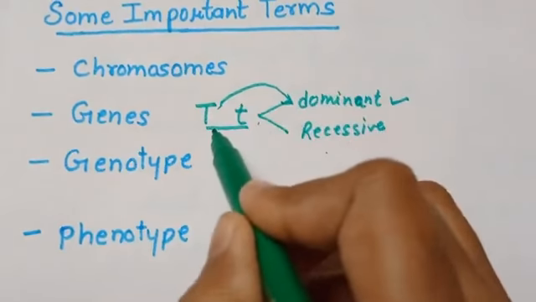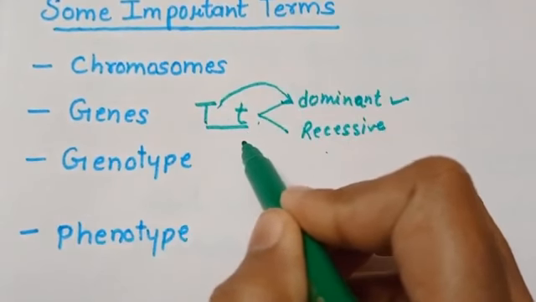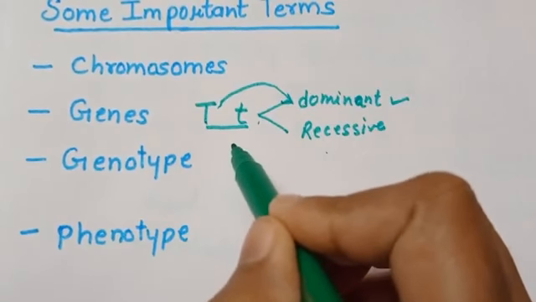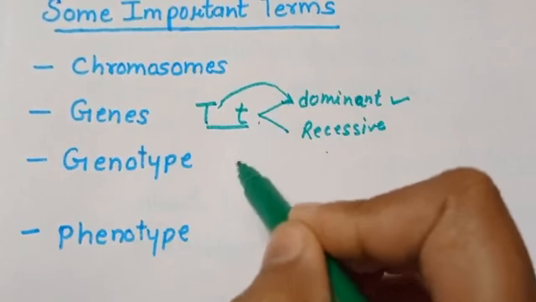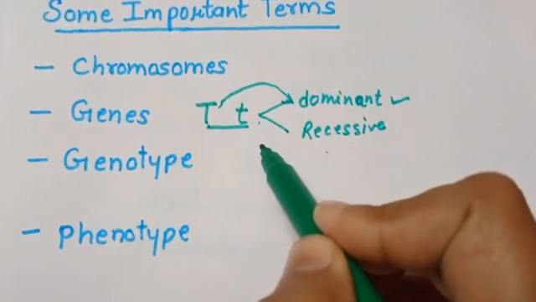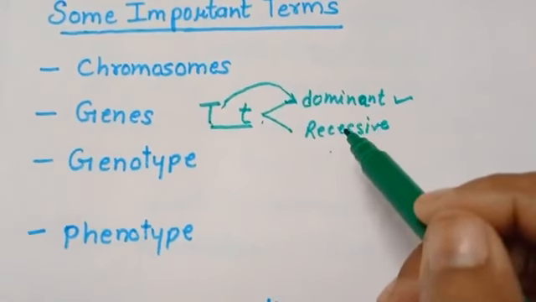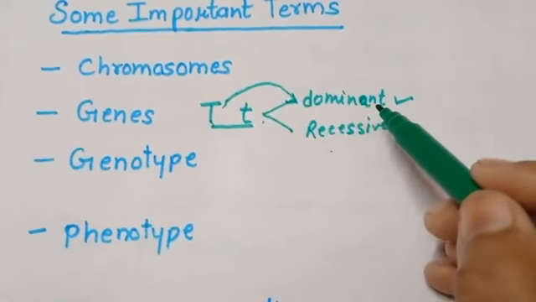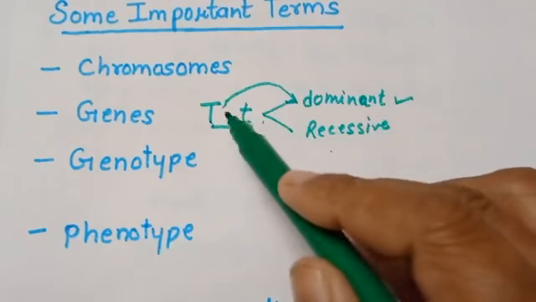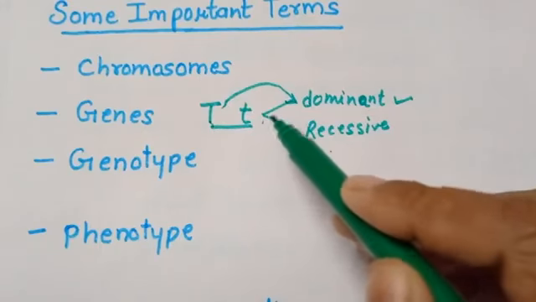And here the pair that we have, capital T and small t, can also be called alleles. Alleles are the factors that control the same characteristic. So capital T and small t are the alleles which control the height of the plant. The recessive gene will decide the appearance of the organism only in the absence of the dominant one. When the dominant one is absent, only then will the recessive one come into play.